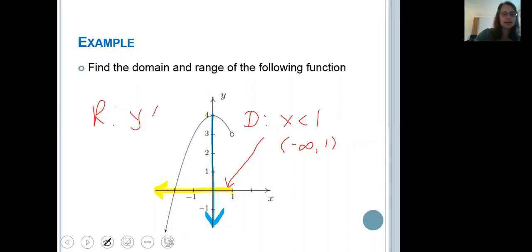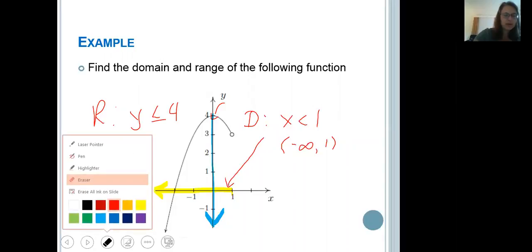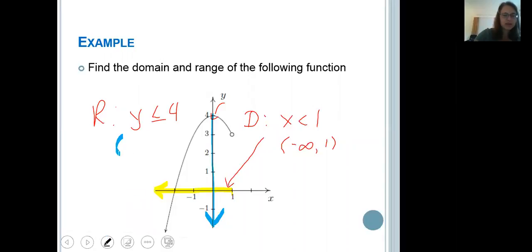our y's are less than, now this time, see I have 4 is included, so it's less than or equal to 4. Or in interval notation, 4 is my biggest value. My smallest value is negative infinity. And my biggest value is 4, but 4 is included, so I use a square bracket. Okay.